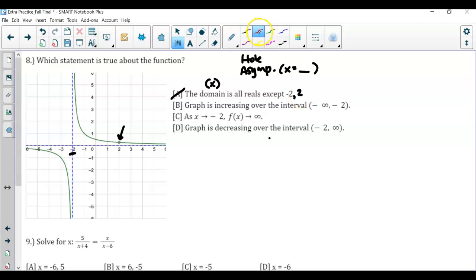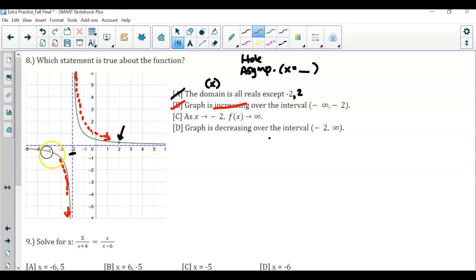So B, the graph is increasing. Well, first off, look at the graph. Read it left to right. What direction are we going? Down, decreasing. Look here. What direction are we going? We're going down. We're decreasing, not increasing. So B is not an answer.